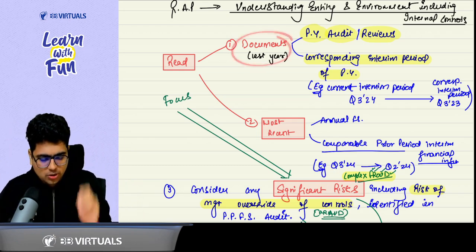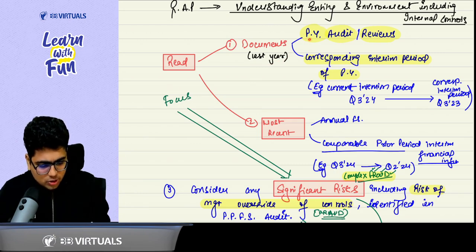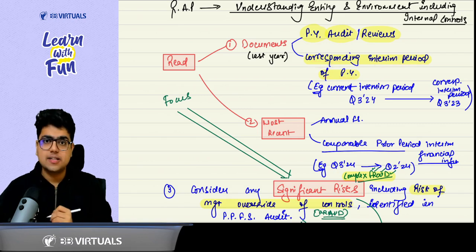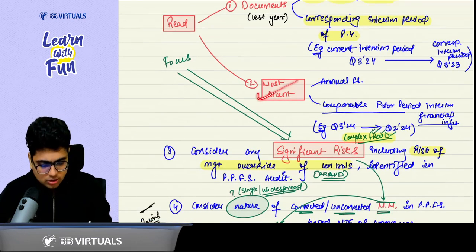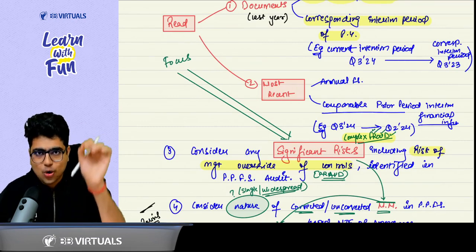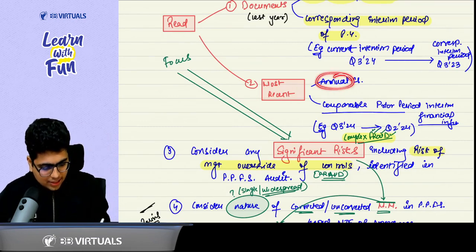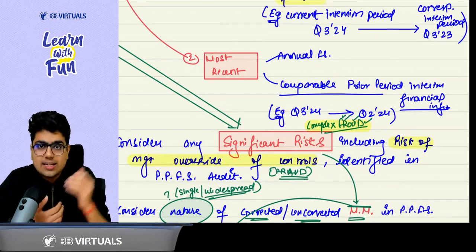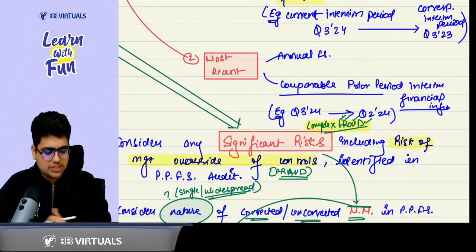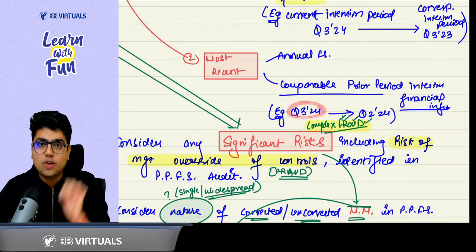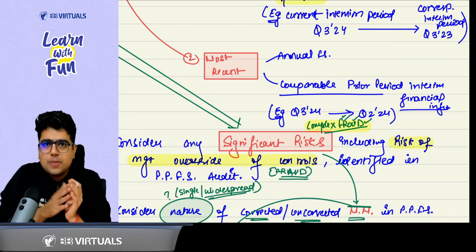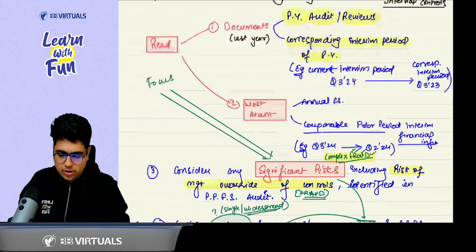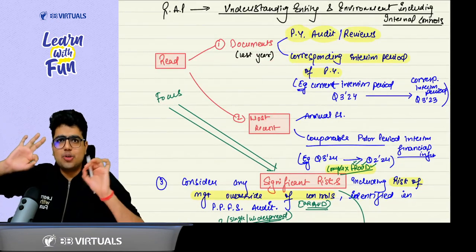So the first point talks about documents of the last year, which talks about the previous year audits and reviews, plus the corresponding interim period of the previous year. Also read the most recent annual and comparable prior period interim financial information. What is the most recent comparable prior period? If you are doing the review of quarter 3 2024, the recent prior period review information could be quarter 2 2024. So last year and most recent documents you read.